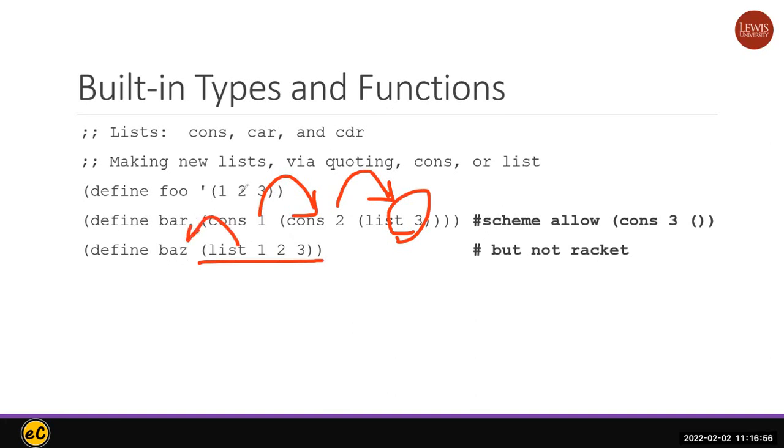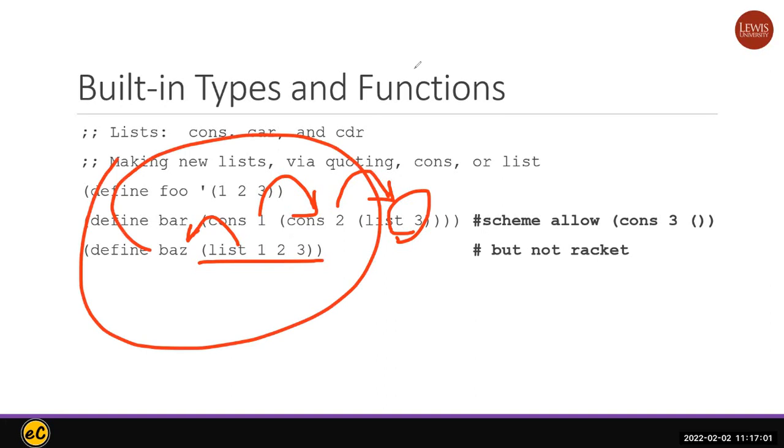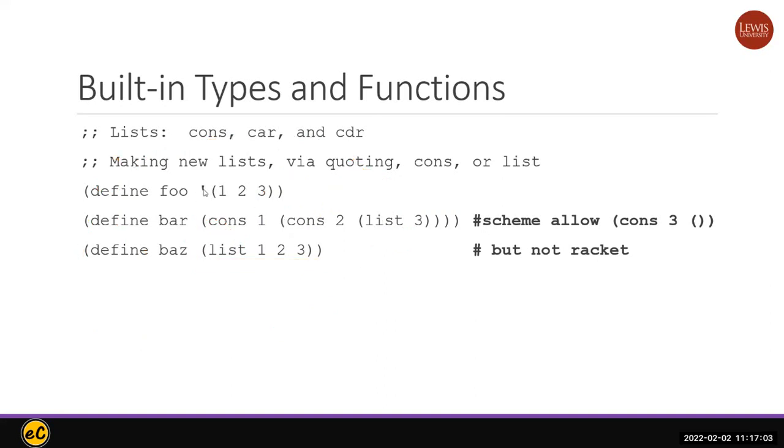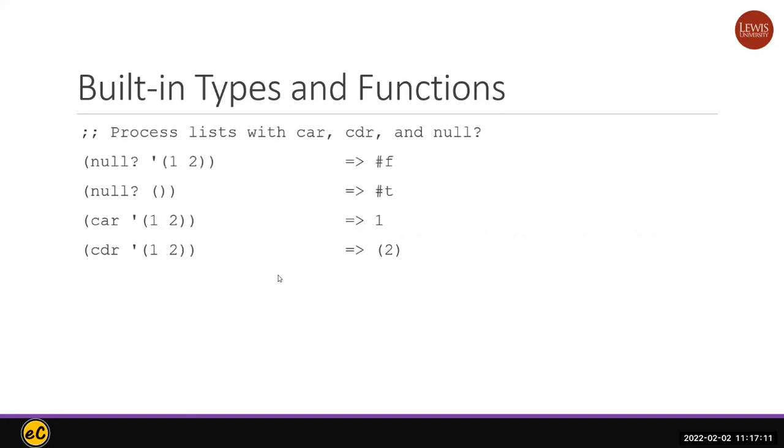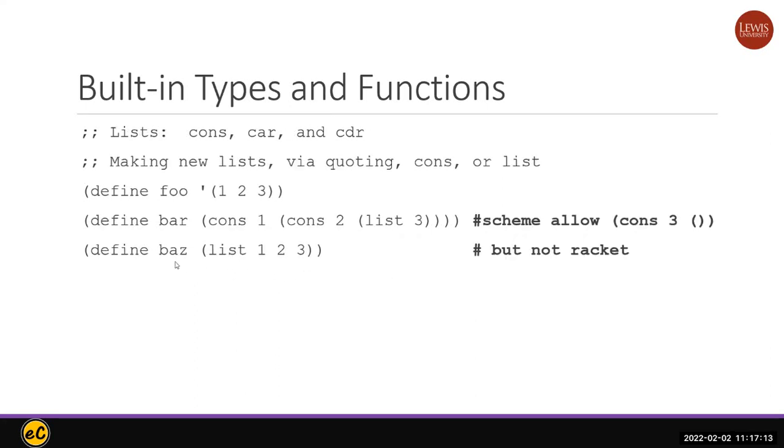Basically, these three will actually get the same result. You will assign the 1, 2, 3 list to foo. This one also will assign the 1, 2, 3 list to bar. This one assigns the 1, 2, 3 list to baz. But remember the last one, making this one is not Racket. It is Scheme format.